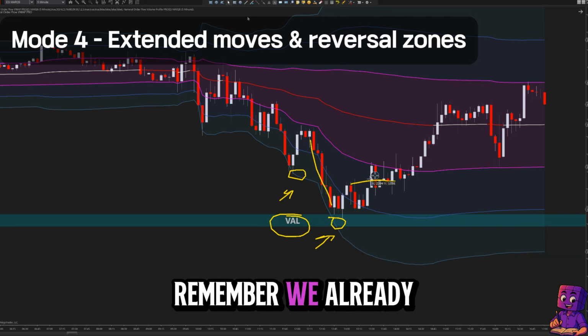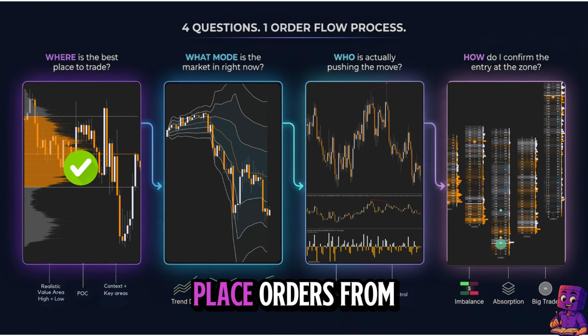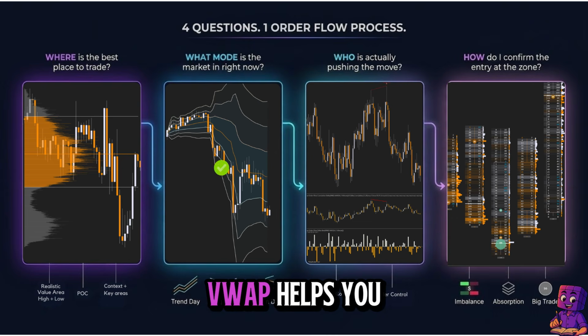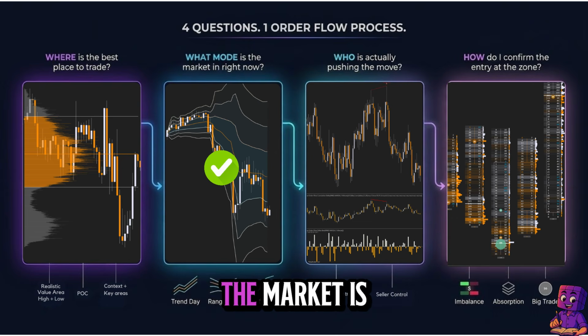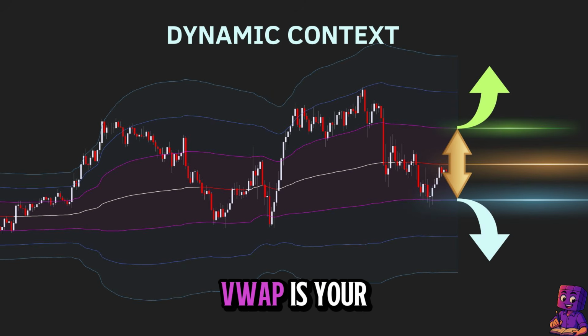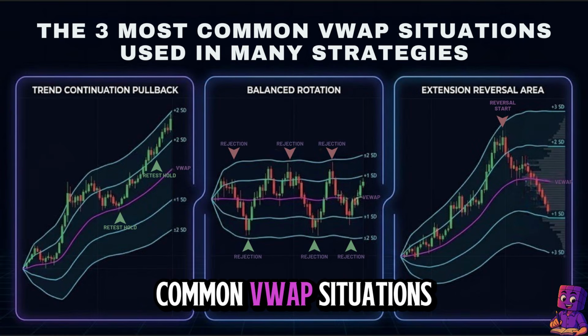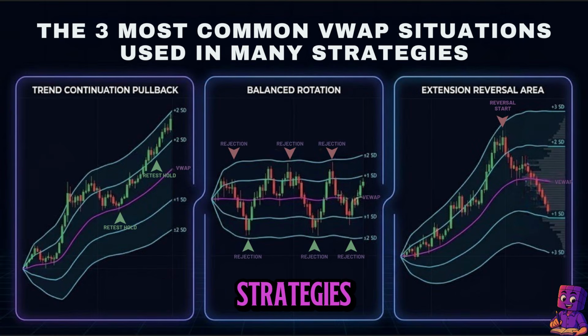Remember, we already have where to place orders from the volume profile. VWAP helps you decide what mode the market is in, and this changes your plan. VWAP is your filter. It tells you if your zone trade is aligned with the day's mode or if you're fighting rotation. The 3 most common VWAP situations used in many strategies.